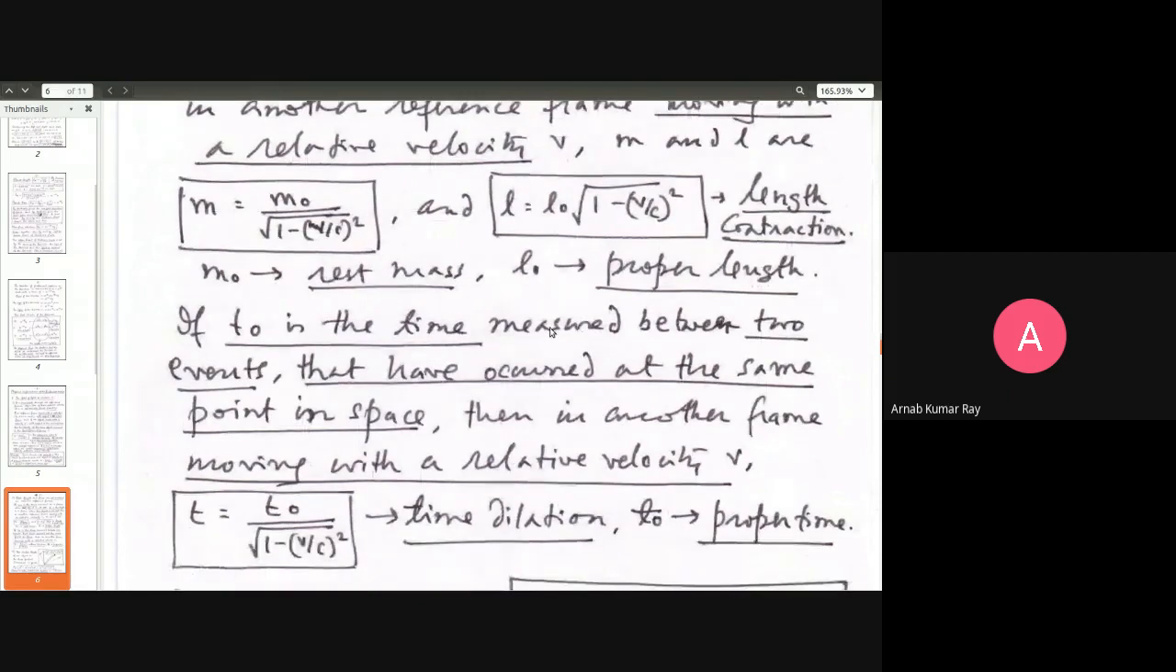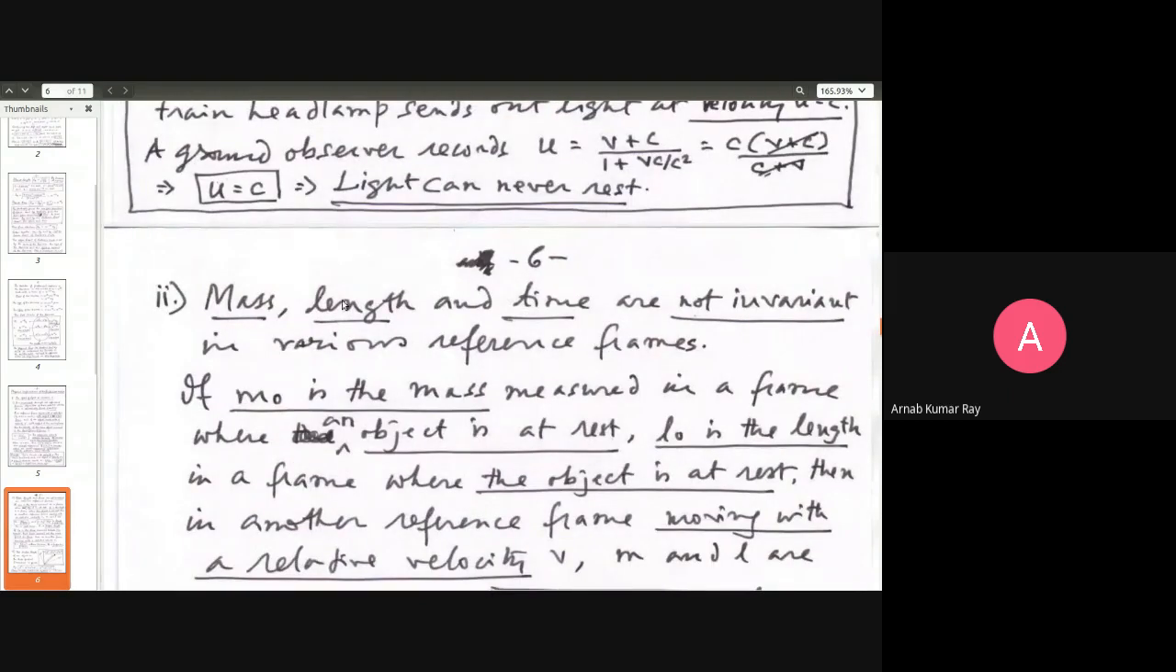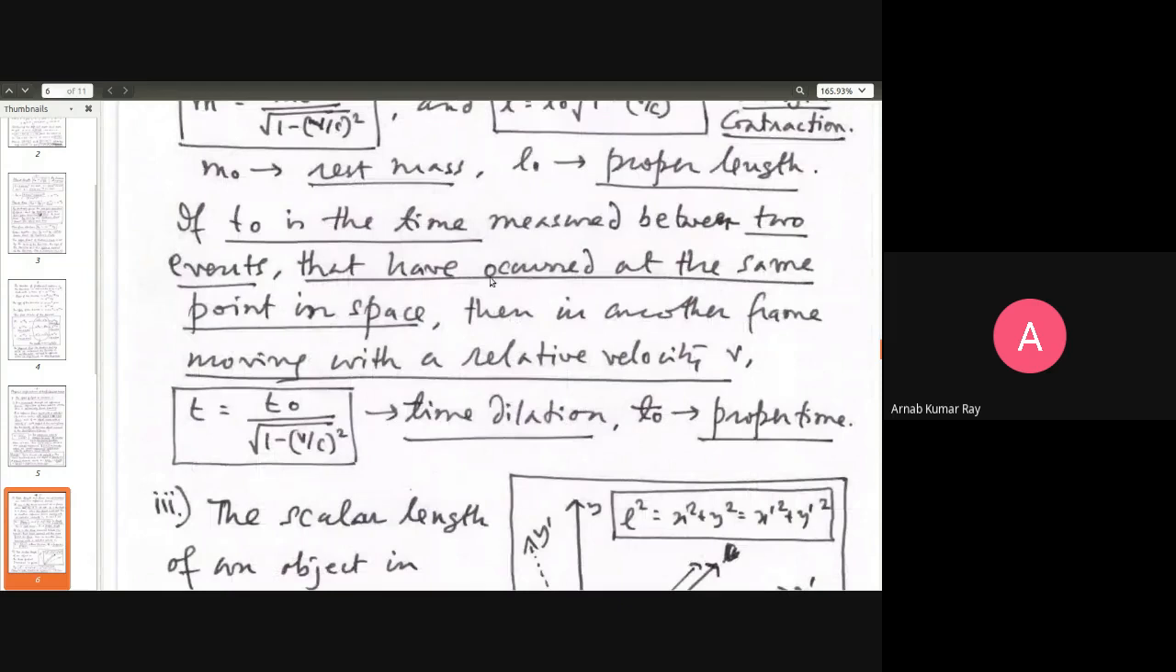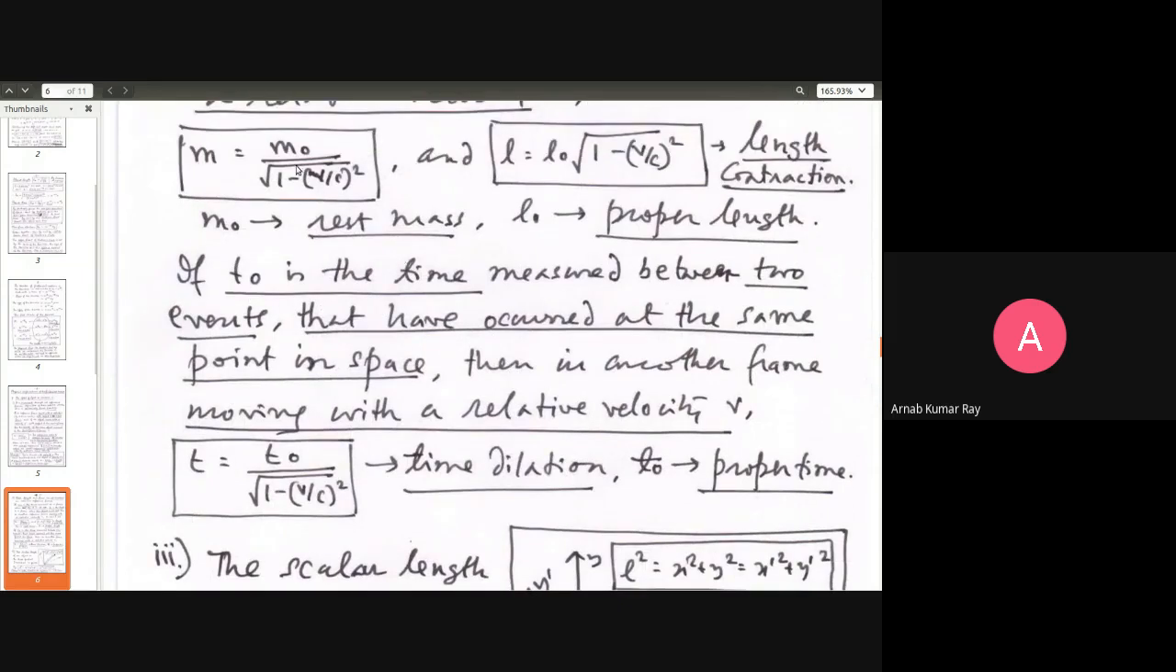Okay, what about time? So I told you, mass, length, and time are not invariant in various reference frames. You may think that they're very sacred, but they really are not. Different observers will say, I've got this number, you've got this number, and why can't we agree? Well, you can't agree because these are relative quantities, not absolute quantities. The same thing happens with time. We have talked about mass and length, now we talk about time.